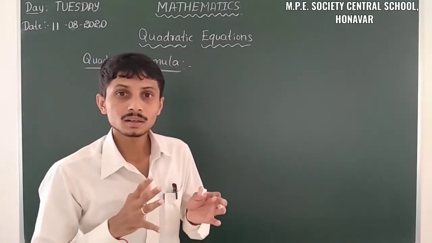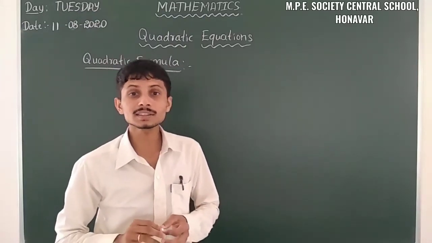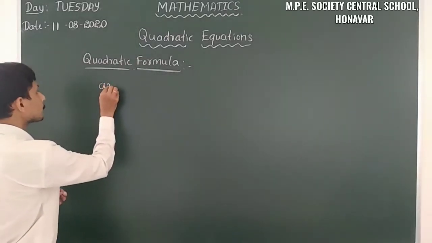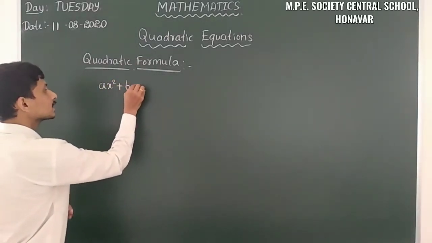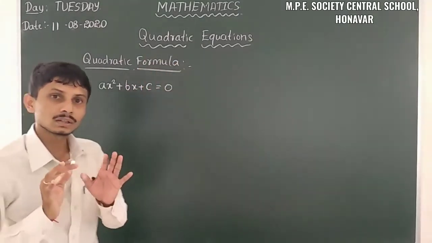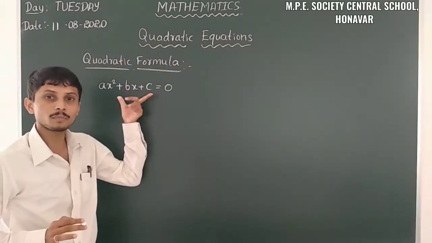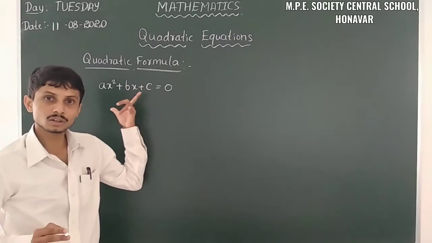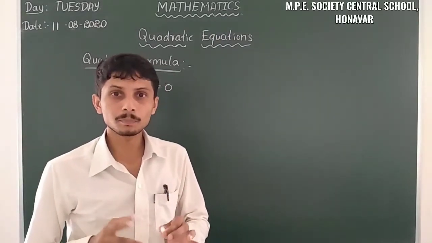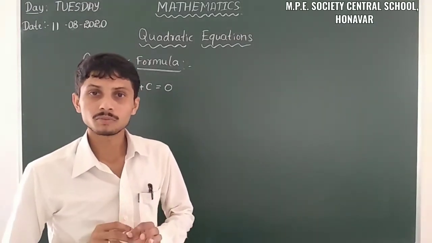take the standard form of the quadratic equation. What is the standard form of a quadratic equation? That is ax square plus bx plus c is equal to 0. It's the standard form of a quadratic equation. So with the method of solving a quadratic equation by completing the square, we have to find the quadratic formula.